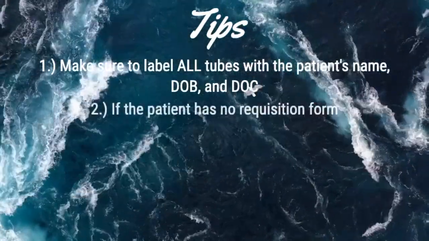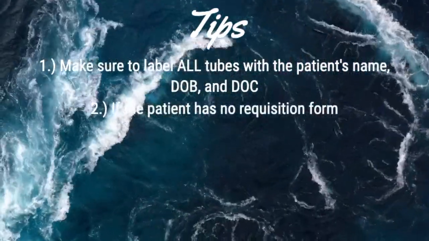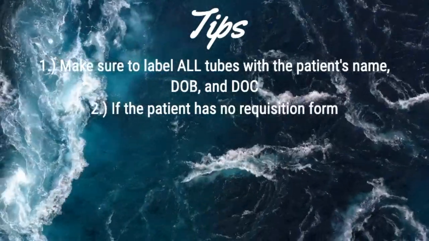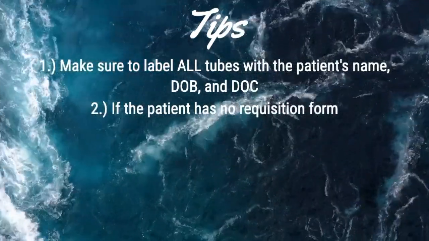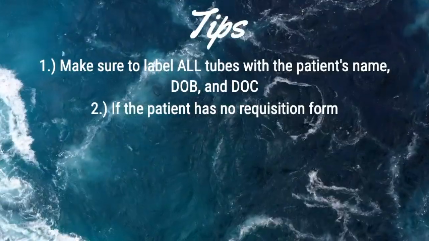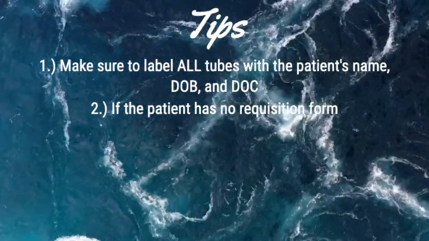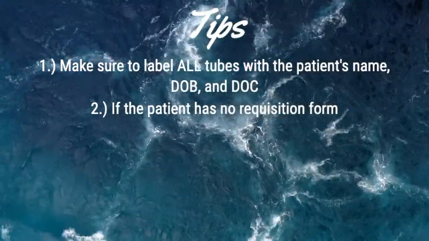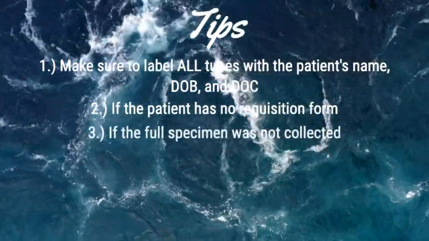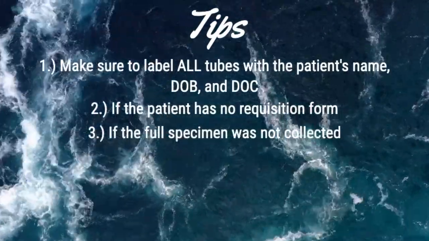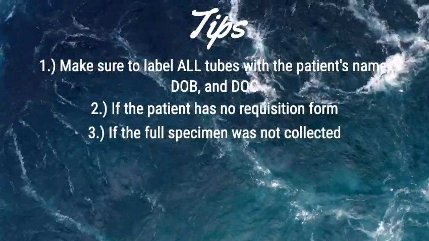2. If the patient has no requisition form, you can use a blank piece of paper in its place so the lab can know whose specimen is being received upon arrival. All you would have to do is write the patient name, date of birth, date of collection, and the patient's address.